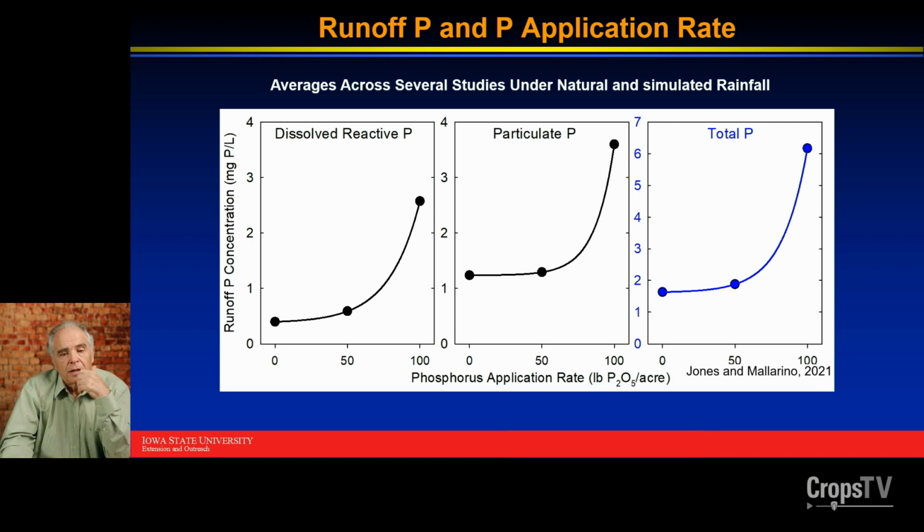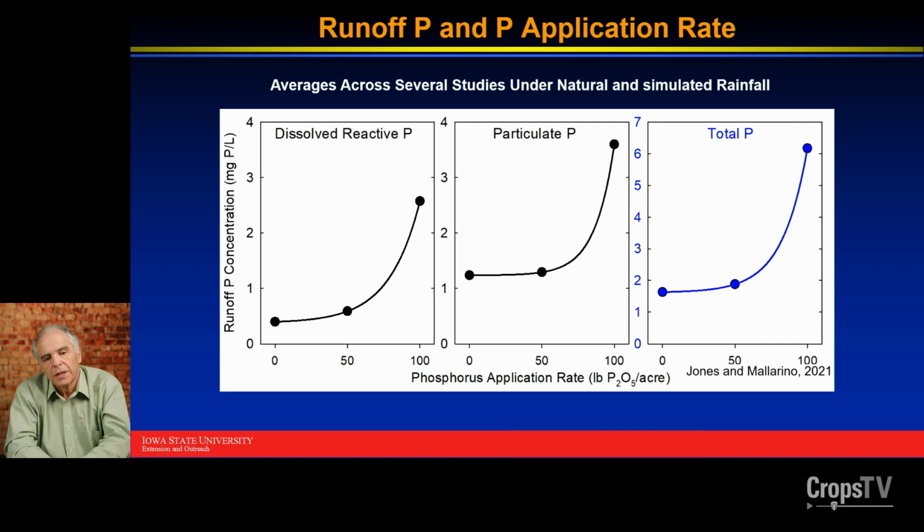Then, of course, the impact of rate. These are averages across several field trials under natural rainfall and simulated rainfall. In most of these trials, we have just 0, 50 pounds, and 100.